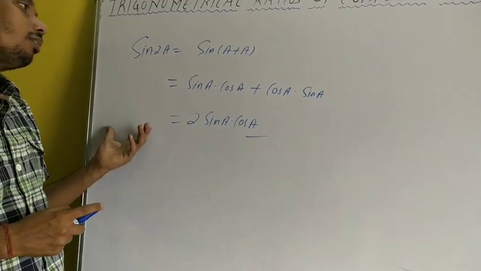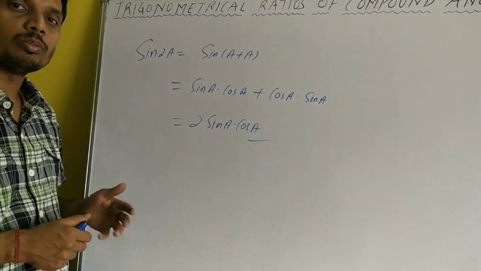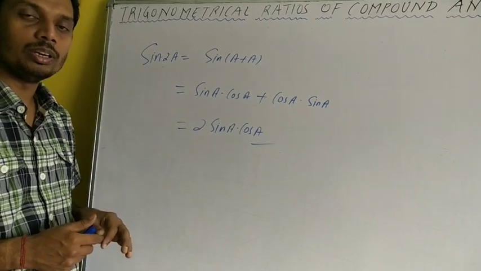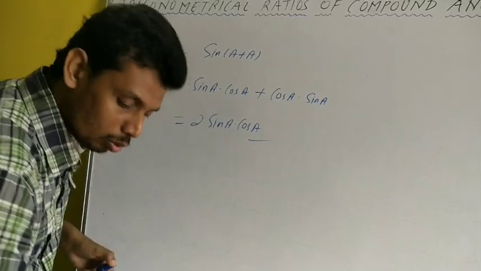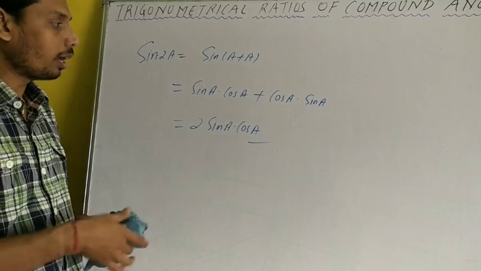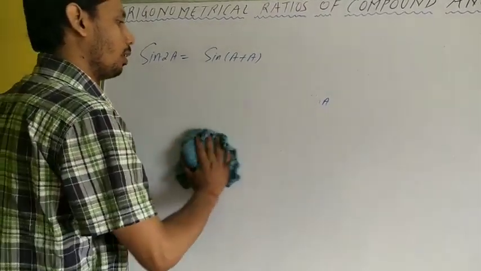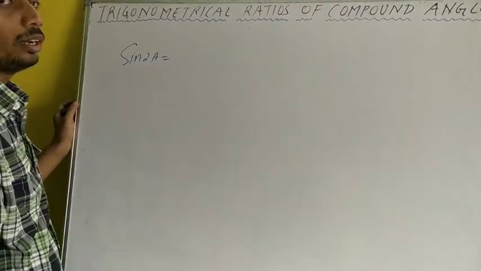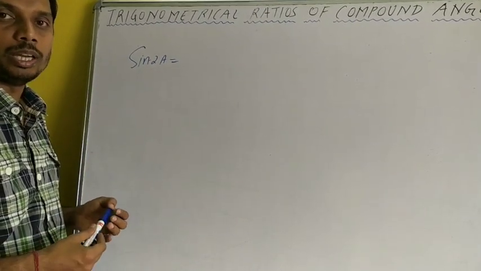So just from the parent formulas, sin(a plus b), cos(a plus b), tan(a plus b), and their negatives, that is sin(a minus b), cos(a minus b), and tan(a minus b), we can derive other formulas also. Now I am not going into detail, I am not deriving all the formulas, I am just giving you the list of formulas. You learn those formulas, and if you need the proof of any of them, you can just message me, or you can mail me on my email ID.